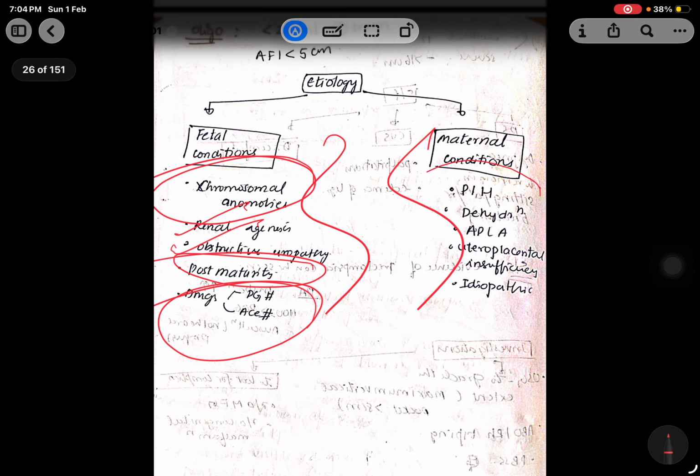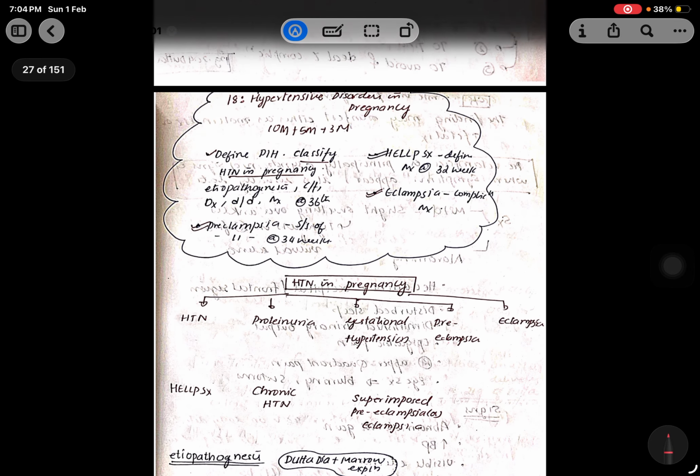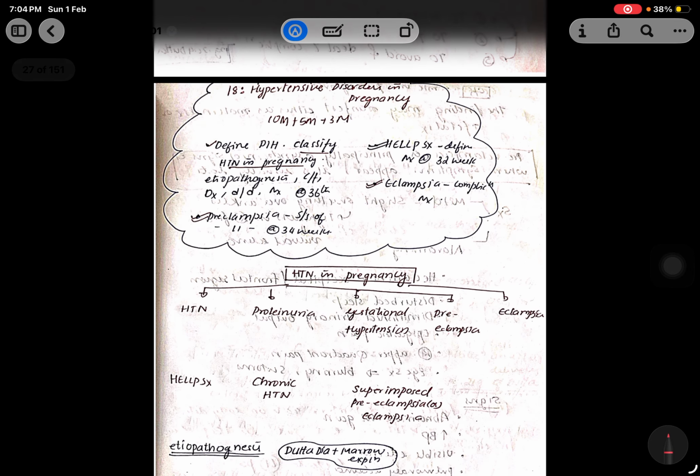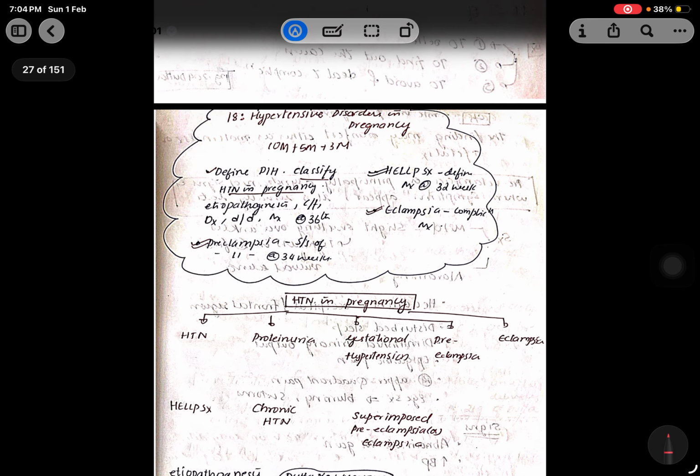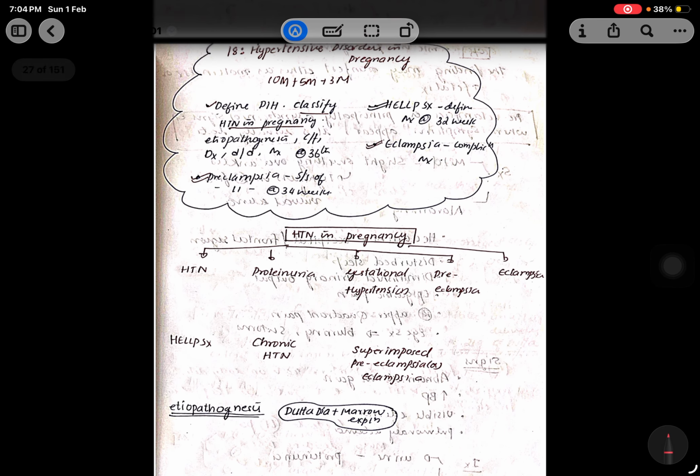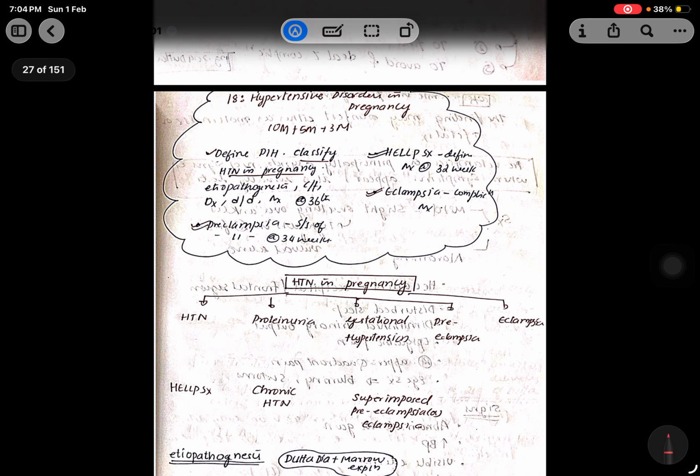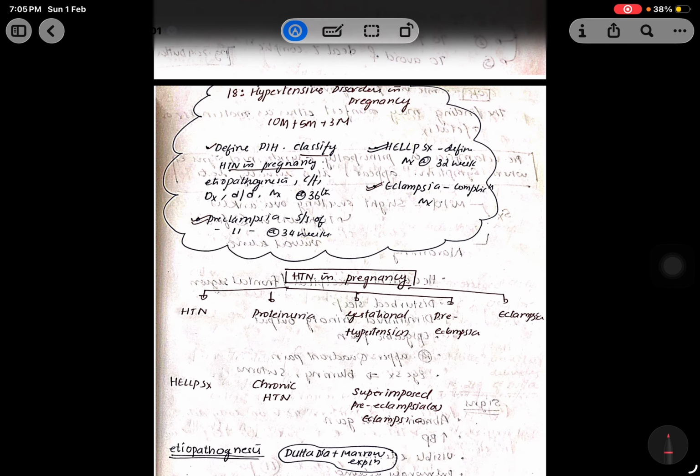And what are the maternal conditions? In all these conditions you can get oligohydramnios. Okay, that's it. So I have explained the concept to you; make sure you study it well. So next, coming to hypertensive disorders in pregnancy and GDM.